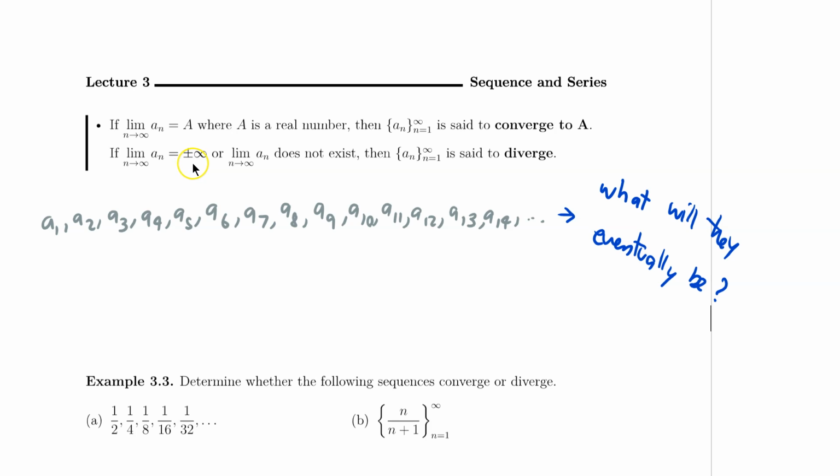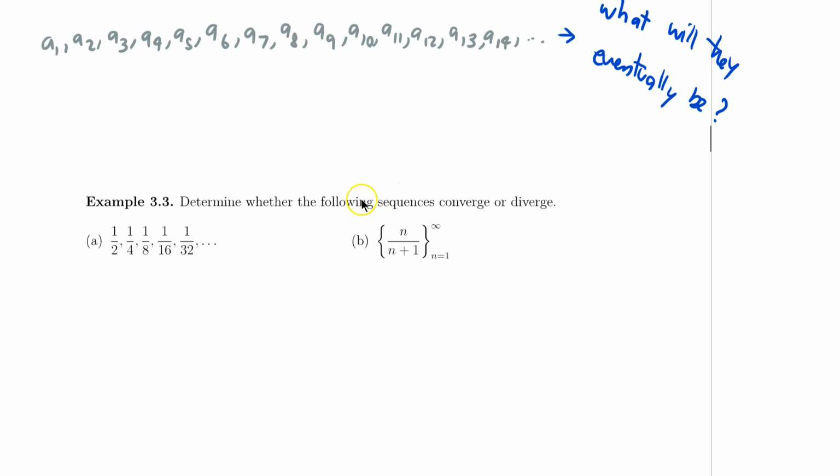Or it could be possible as well that the numbers in this list don't approach any number, so we can say that the limit doesn't exist. In the three cases, when the limit is infinity, negative infinity, or when it doesn't exist, we're going to say that the sequence diverges. So let's take a look at the examples that we have down here.